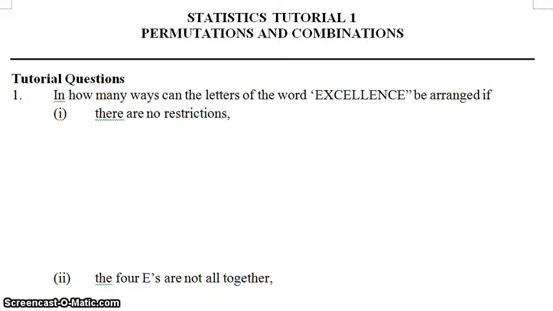This is the Permutations and Combinations tutorial. Question 1. How many ways can the letters of the word excellence be arranged if there are no restrictions?